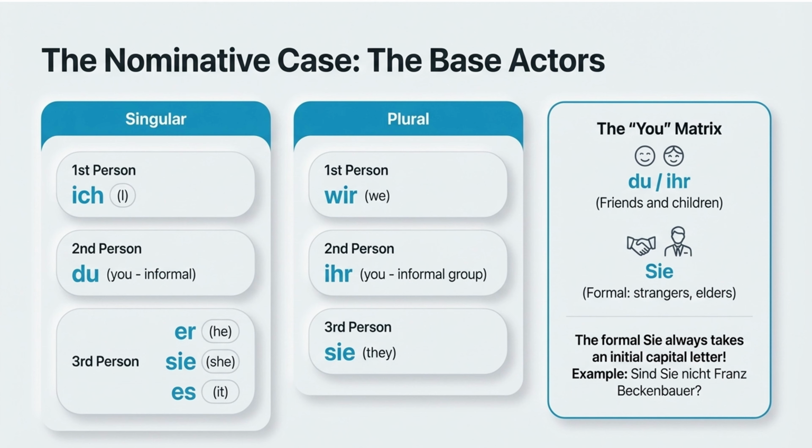There is also a special you matrix. We use du and ihr with friends, family, and children. That is informal communication. But we use Sie with capital S with strangers, teachers, elders, or in formal situations. Remember, Sie always starts with a capital letter, whether it is singular or plural. These are the basic forms we use when the pronoun is the subject of the sentence.